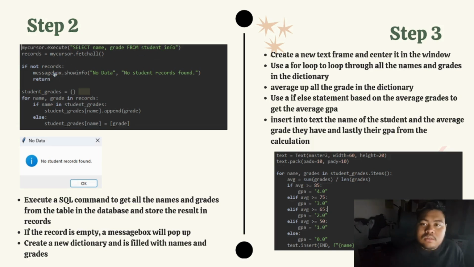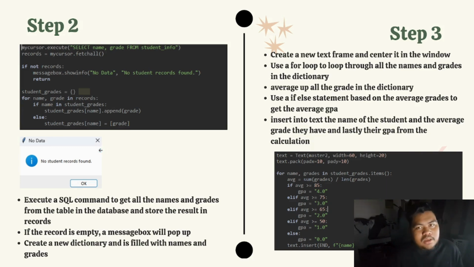And if there is no data inside of the record variable, it will return a message box which says no student record found, right here. And then we just create a new dictionary that is filled with all the names and grades of the students.